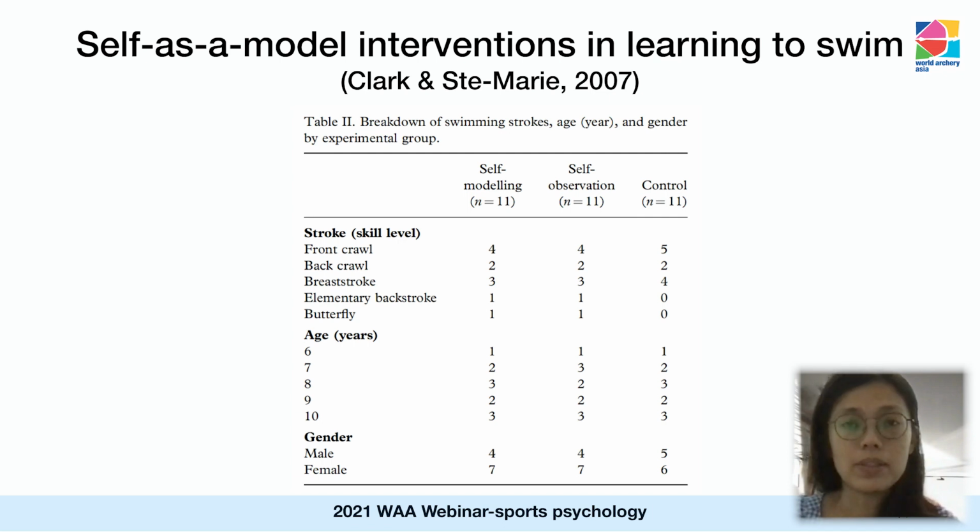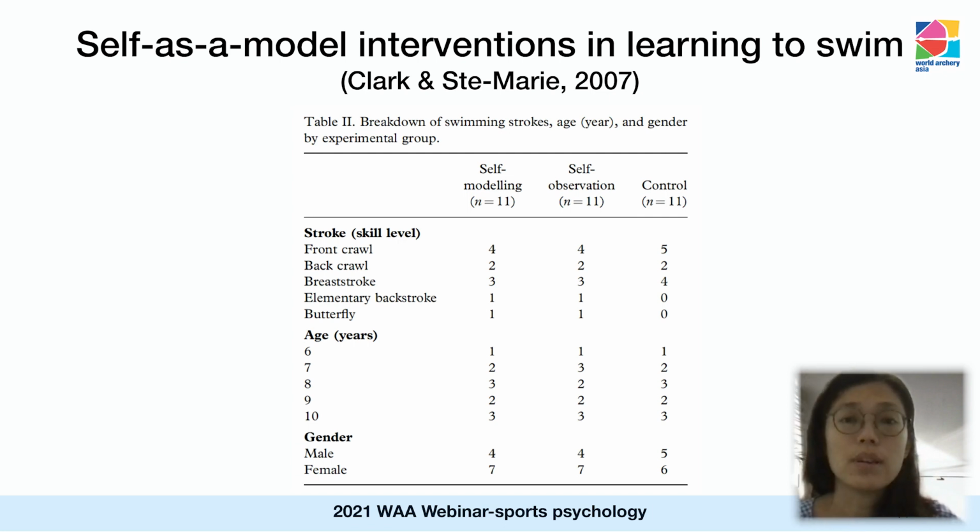The experimenter videotaped the kids' swimming movement, and for the self-observation group, they could see the video of their swimming movement, the swimming for 10 meters, every day before the training. And the video is how they performed the previous day, the day before. Okay.